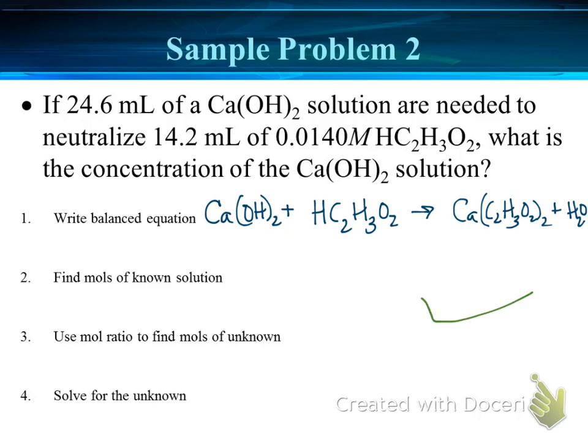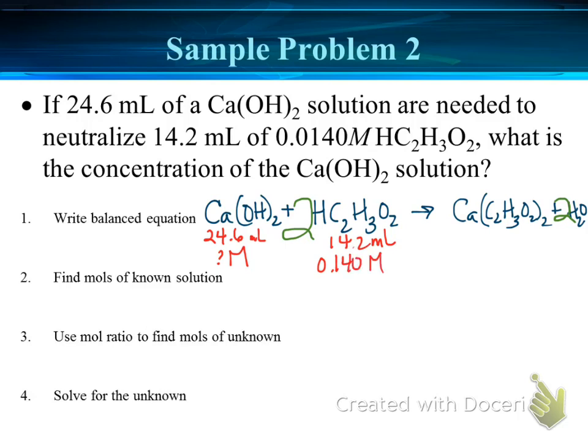Going back through and balancing them, I'm going to need 2 acetates and I'm going to need 2 waters. So, balanced chemical equation. Once again, organize the information that was given to you in the problem. If I take a look at the problem, I am told I have 24.6 milliliters, and I want to find molarity. And then I have 14.2 milliliters, and the known molarity already.